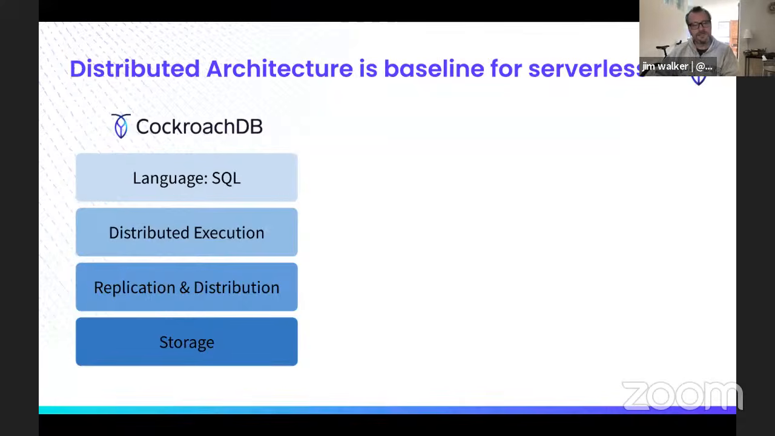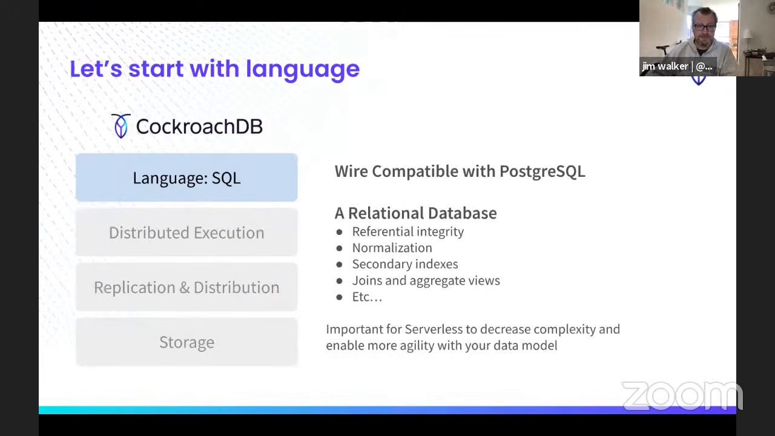And I'm going to outline some of the changes we made in our foundational CockroachDB to actually make this serverless. So we'll use this as our framework as part of the conversation. So first of all, yes, we are wire compatible with Postgres.